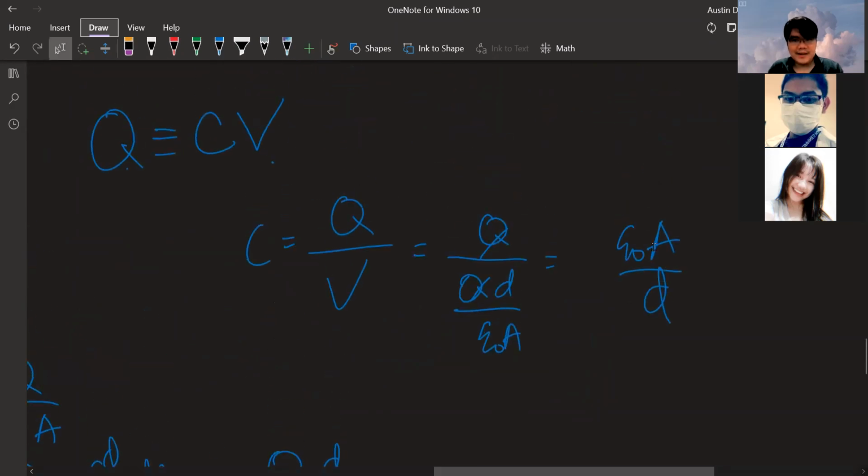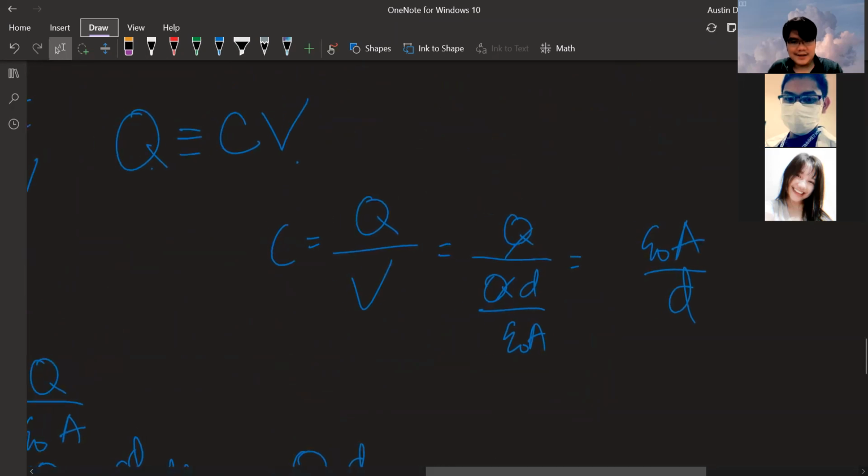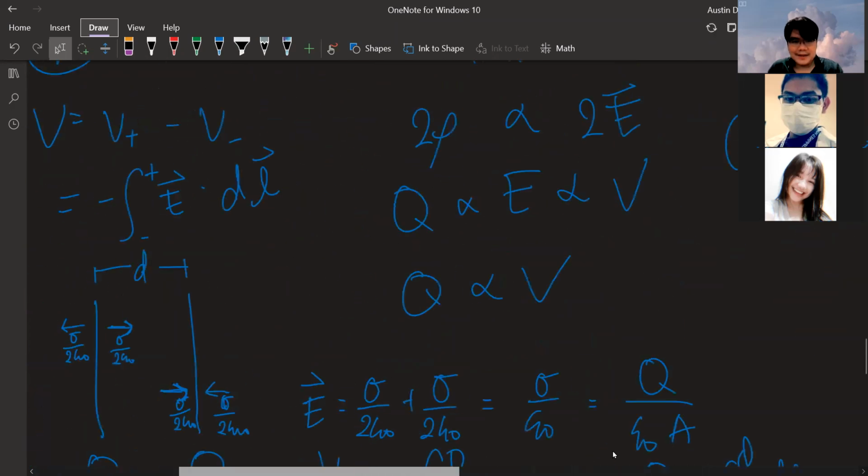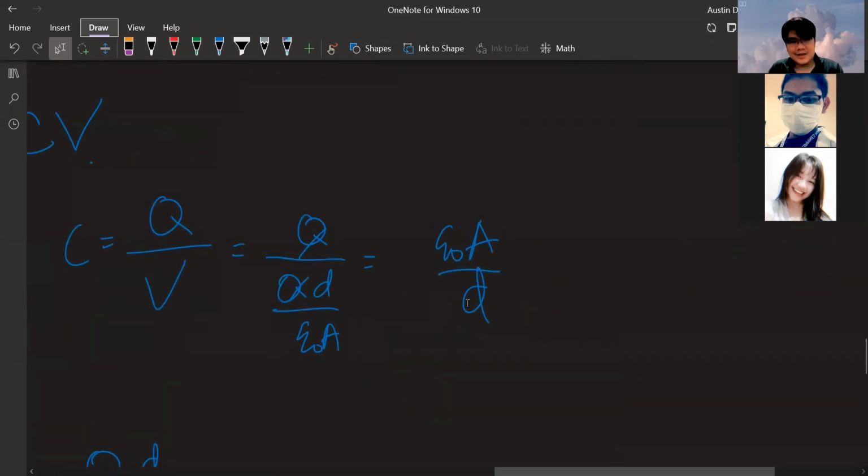Okay, so the bigger the plates are, the larger the capacitance. The farther the plates are, the lower the capacitance. So again, nagde-depend lang siya sa geometry ng system niya. Amazing, di ba?